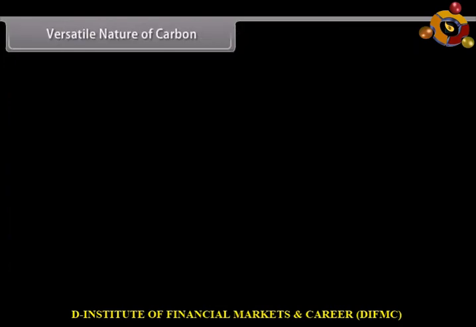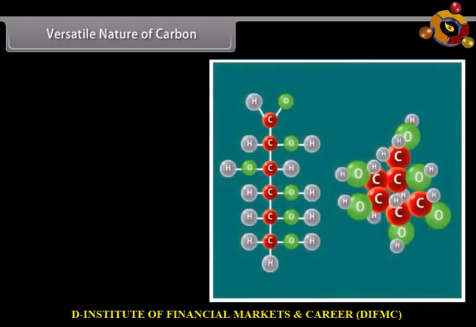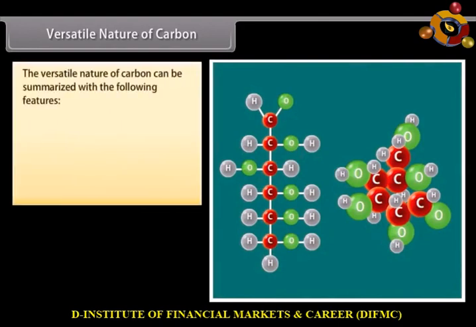Versatile nature of carbon. Organic compounds are made up of carbon, hydrogen, oxygen, and a few other elements. The unique nature of the carbon atom and the arrangement of the bonds carbon forms with other atoms enable formation of organic compounds.